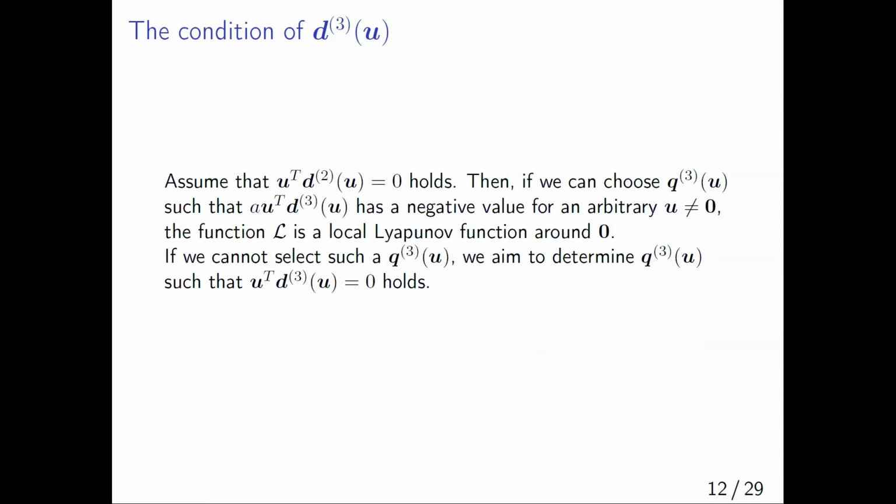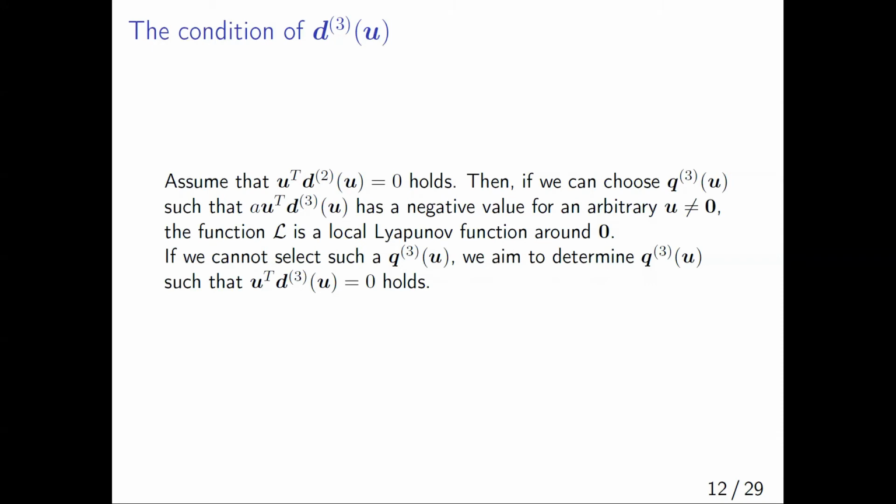Assume that U transpose D2 equals 0. Then, if we can choose Q3 such that U transpose D3 has a negative value for an arbitrary non-zero U, the function calligraphy L is a local Lyapunov function around 0.